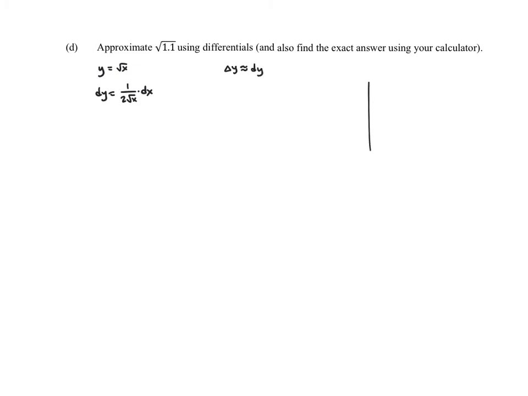So if I were to draw a sketch yet again, here's my square root function. The nicest number to work with that's close to 1.1 is x equals 1. So your f of a value will be 1. Now in this case, imagine just how close, and so this is not to scale, but let's put a 1.1 right here. So what would dx be? dx would be 0.1. All right, so dx equals 0.1.